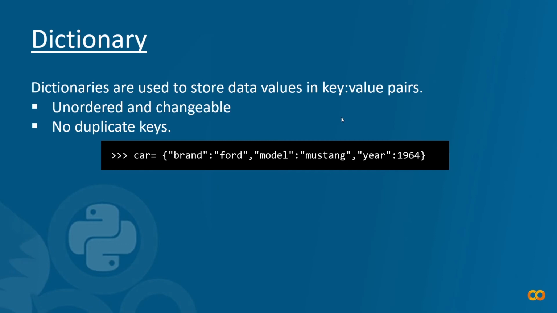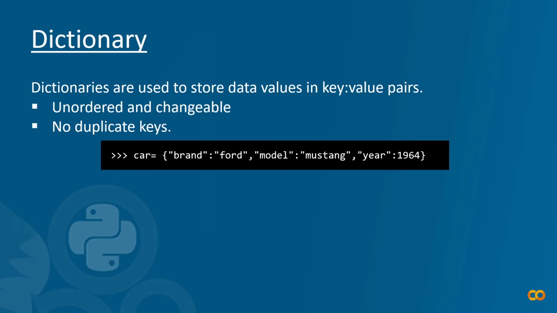separated by commas. So for example here car is equal to, the first element is brand Ford, means the brand is the key and the Ford is the value assigned to the key, and model is the key and the Mustang is the value, and year is the key and the 1964 is the value assigned to the year.